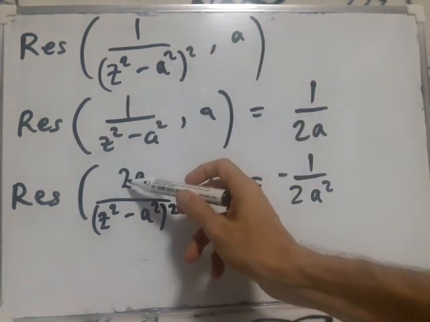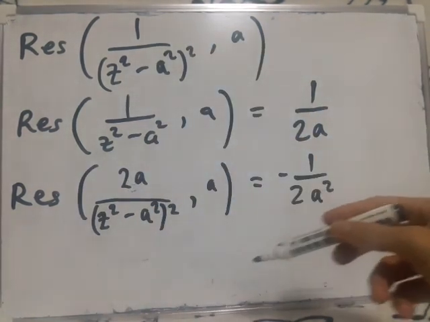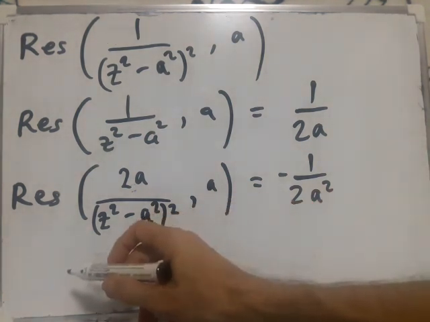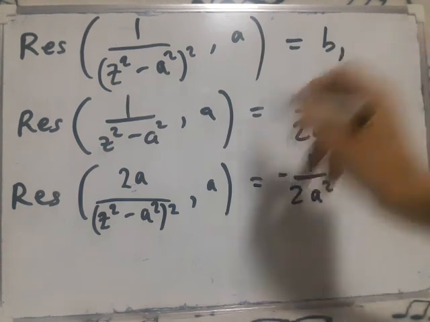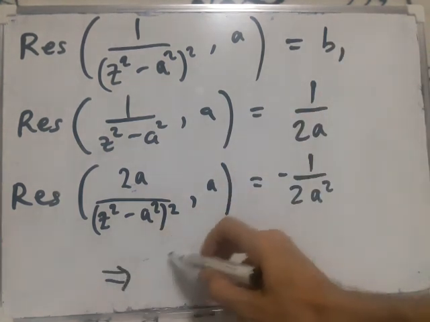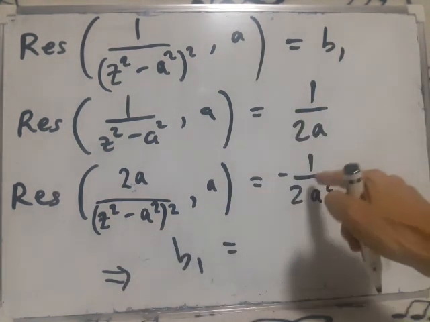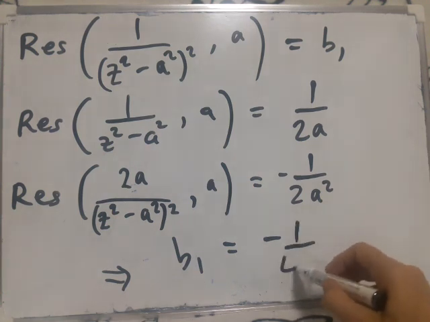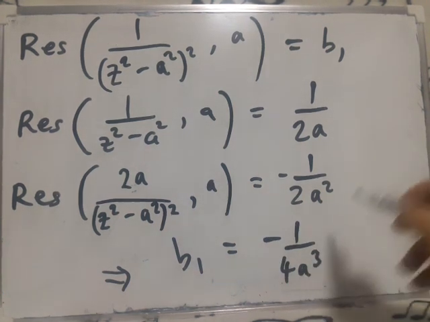So we take out the factor of 2a, divide both sides by 2a, and we end up with, let's just call this b1. Therefore, b1 is this divided by 2a, which gives us 1 over 4a cubed. That's the answer.